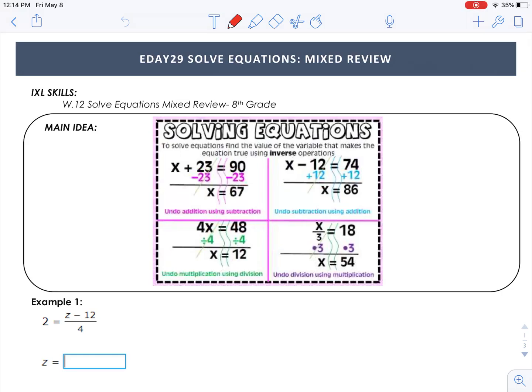Welcome to eDay29. Today is Wednesday. We are going to continue solving equations. This is W12 in 8th grade.